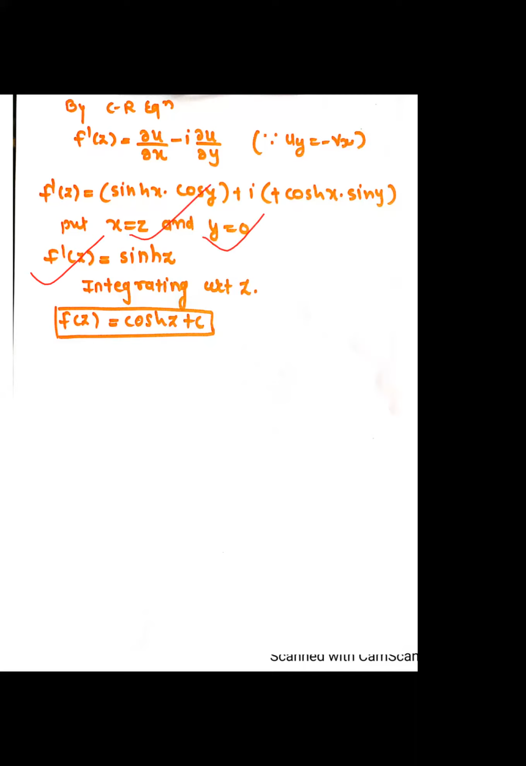You will get f dash of z equal to sinh z, because see, sinh z होऊन जाईल इथे. When you put x as z, it will be sinh z. Cos 0 is 1, so this term will be 1. Sin 0 is 0, so this complete term will be 0. So what is remaining? Only sinh of z. f dash of z is equal to sinh z.